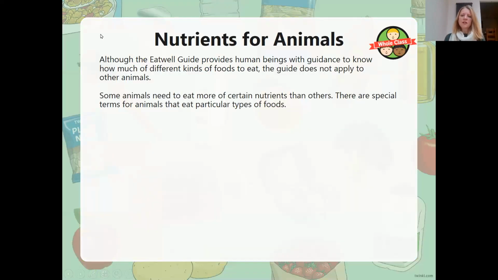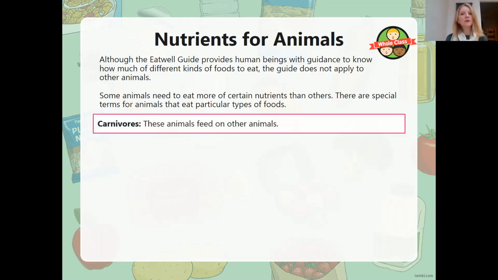Okay, so all of those diagrams that we've looked at so far were to do with humans and what we should be eating. Very quickly, we're just going to have a look at other animals. So what nutrients do animals need? So that guide that we just looked at is for human beings, but that's not for other animals. Some animals need to eat more of certain nutrients than others. And some of these animals have some special names or special terms.